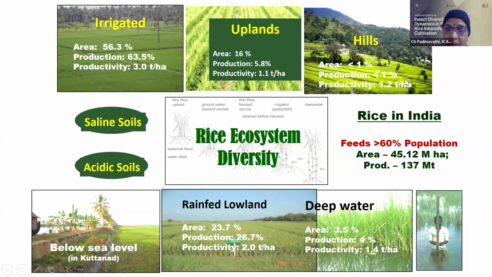We can see here almost 1.2, 1.4 tons per hectare, which is low productivity, and still we have some opportunities to increase the productivity in these ecosystems so that we can achieve this required production.